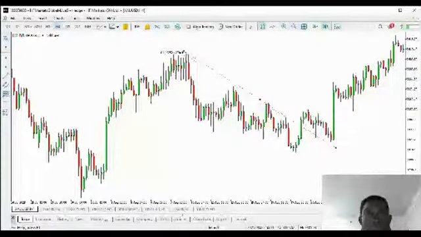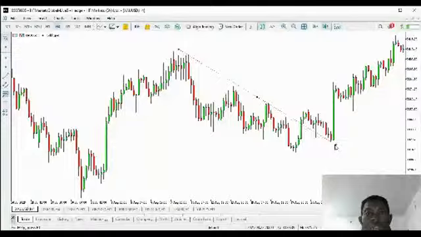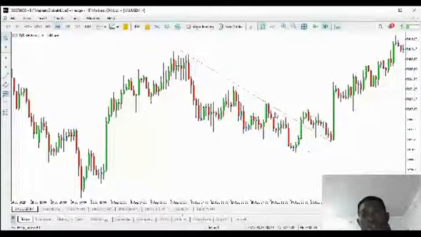This is 4-hour candlesticks, 4-hour charts. You can see something like this. This is my point 1. I'm seeing my point 2. And the third touch, I'm seeing a rejection candle here.